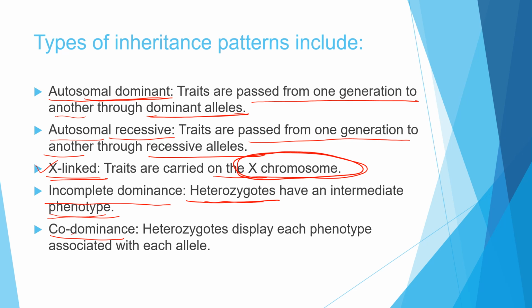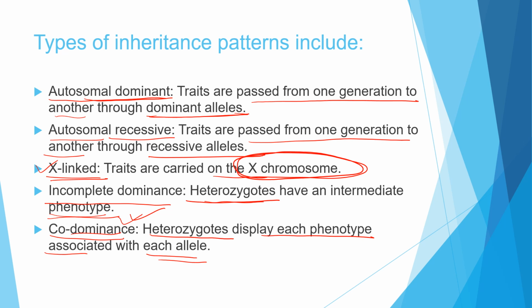And codominance is what? That is, heterozygotes display each phenotype associated with each allele. So there is a codominance. These are all examples I'll be giving. Codominance means, in humans you can see the ABO blood group system where codominance is there. So all the blood groups are important, and they are showing each phenotype associated with each allele, right?